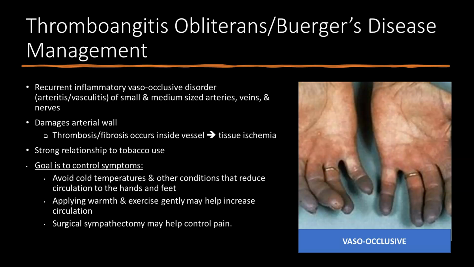Usually this vaso-occlusion is because of something that is blocking blood flow. Here we say an inflammatory process, so vasculitis, arteritis. It's closing off blood flow to your hands usually. We want to control the symptoms. It's going to be the same teaching, the same education.